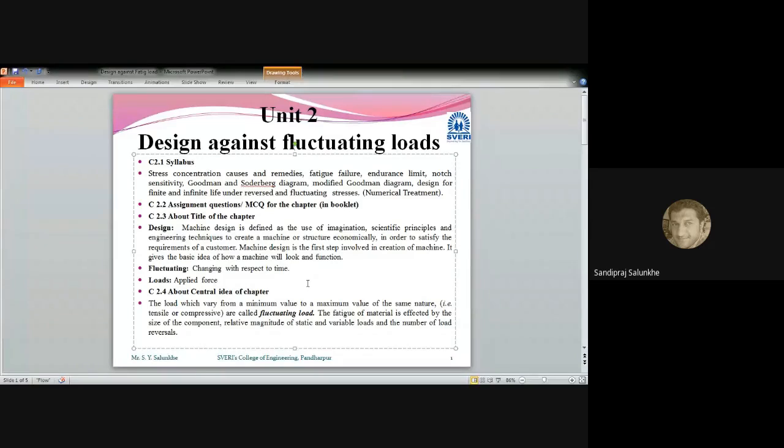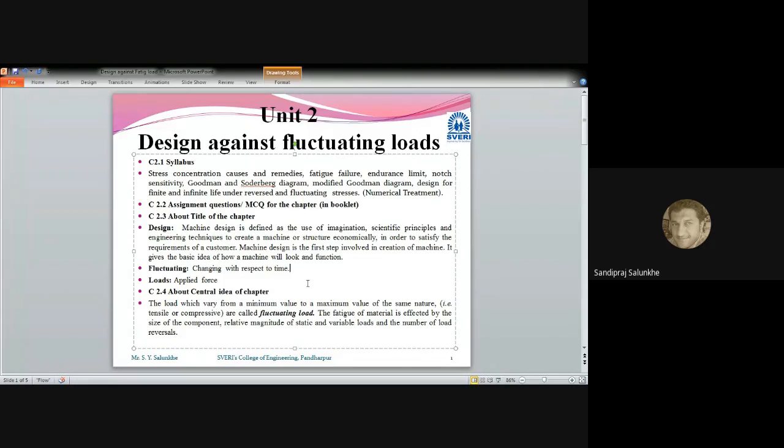Out of that, we are going to have numerical treatment, where we have to solve some problems related to the design for finite and infinite life under reverse and fluctuating stress. All other points, that is Goodman diagram, modified Goodman diagram, Soderberg diagram, all these concepts we have to use in designing any component for finite as well as infinite life. What is life and all that, we are going to see.